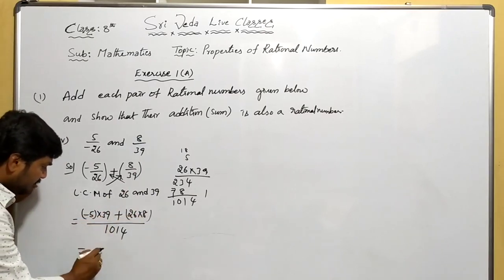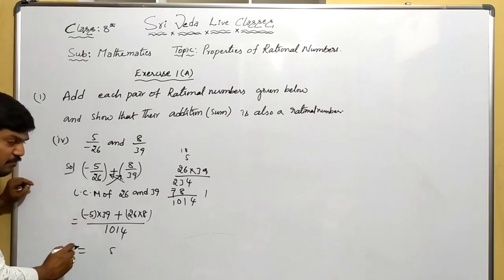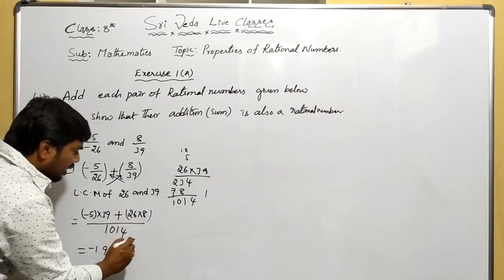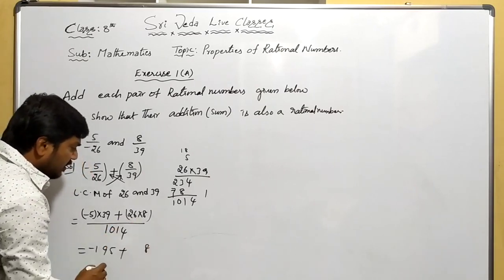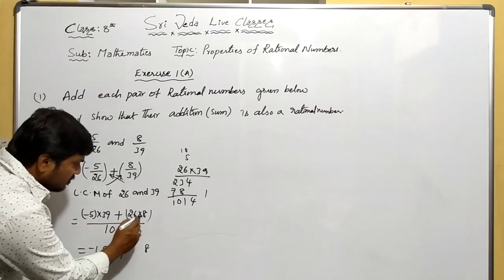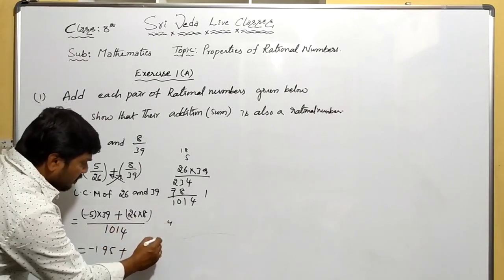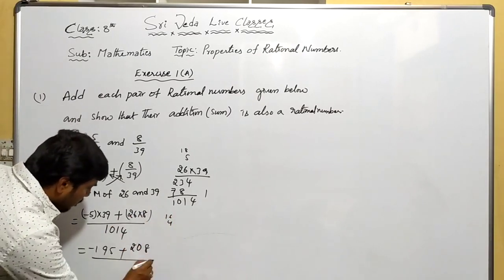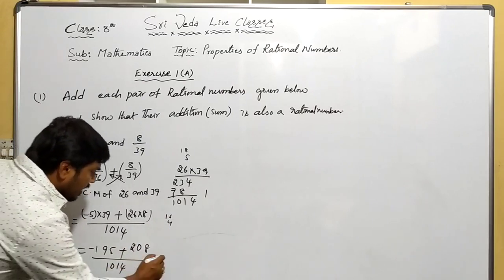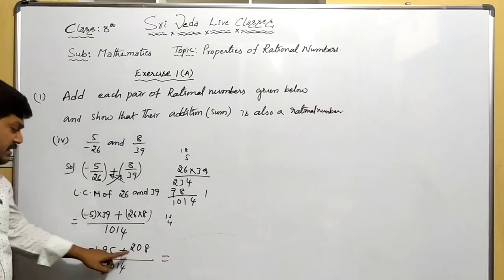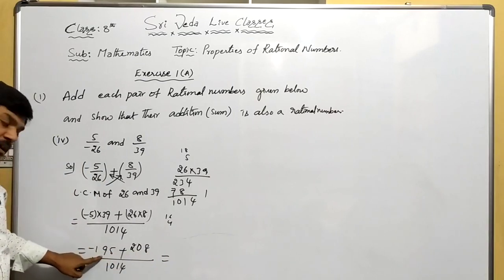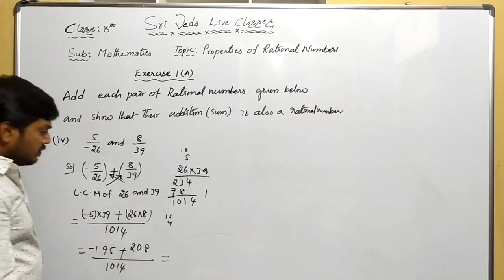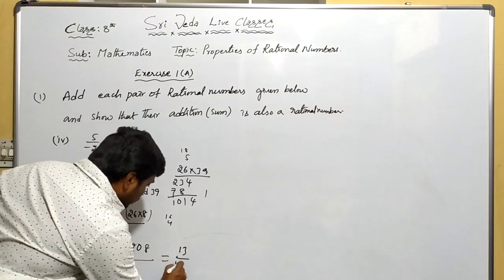5 9s are 45, 5 3s are 15 plus 4, so 19, minus 195, plus 8 6s are 48, so 8 2s are 16, 16 plus 4 is 20, whole by 1014. Now I'll get it. You see that this is negative, this is positive, minus 195. Here is 208. So how much is the difference? So 13. So 13 by 1014.